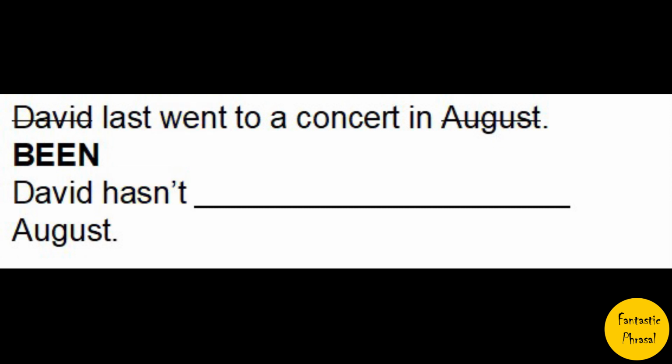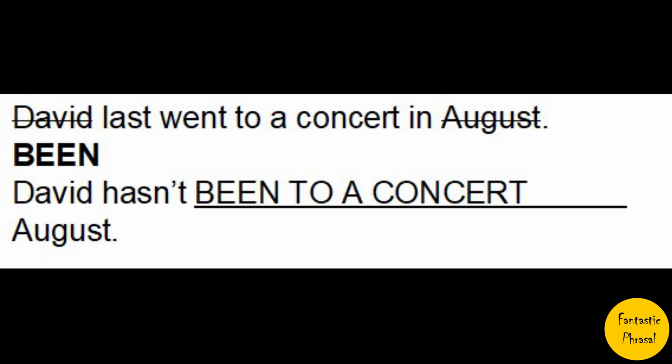When we delete the information common to both sentences, we are left with last went to a concert in. In the second sentence we have hasn't, so we can add the key word been first to create a verb in the present perfect. When we add to a concert, we have one word left that we can add. We will use since. The correct answer is been to a concert since. You would receive 1 point for been to a and 1 point for concert since. That's the first question done. Now let's move on to number 2.